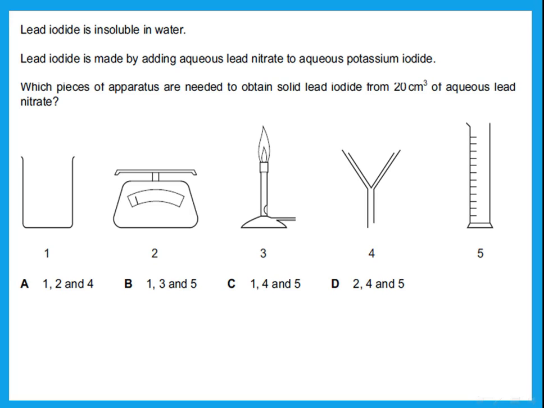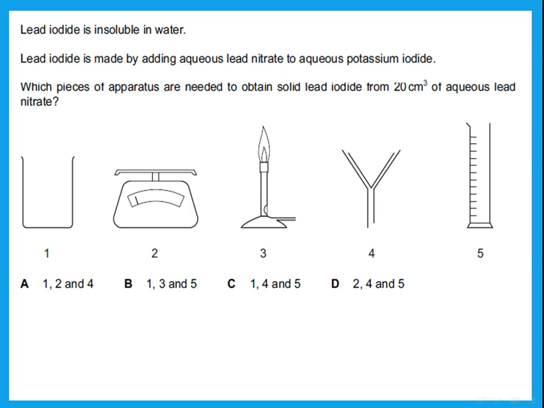So which pieces of apparatus are needed to obtain the solid product from the solution of lead nitrate? So what are we doing? We're going to add the lead nitrate solution to the potassium iodide solution. So which apparatus should I use for that? When we add two solutions together and we're trying to mix them, of course we use apparatus 1, which is a beaker.